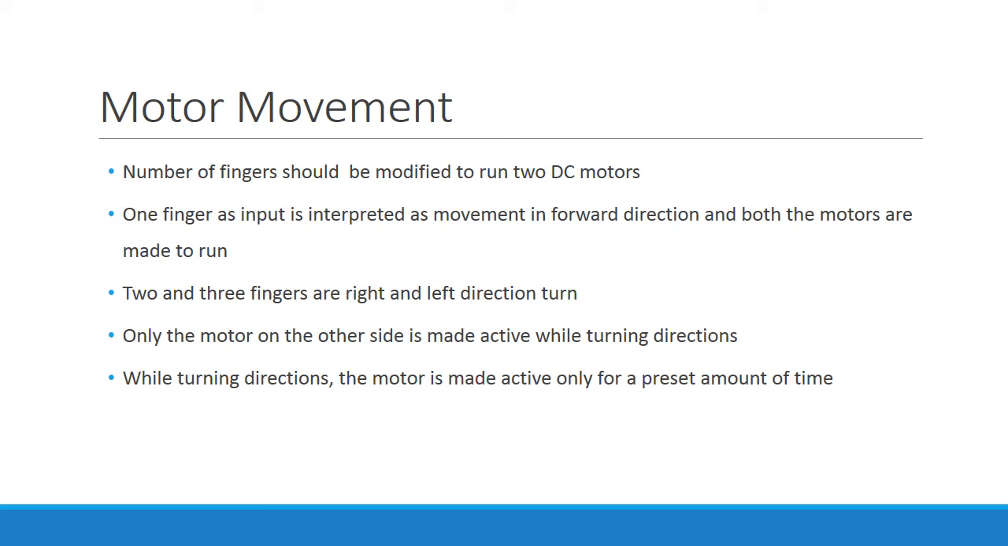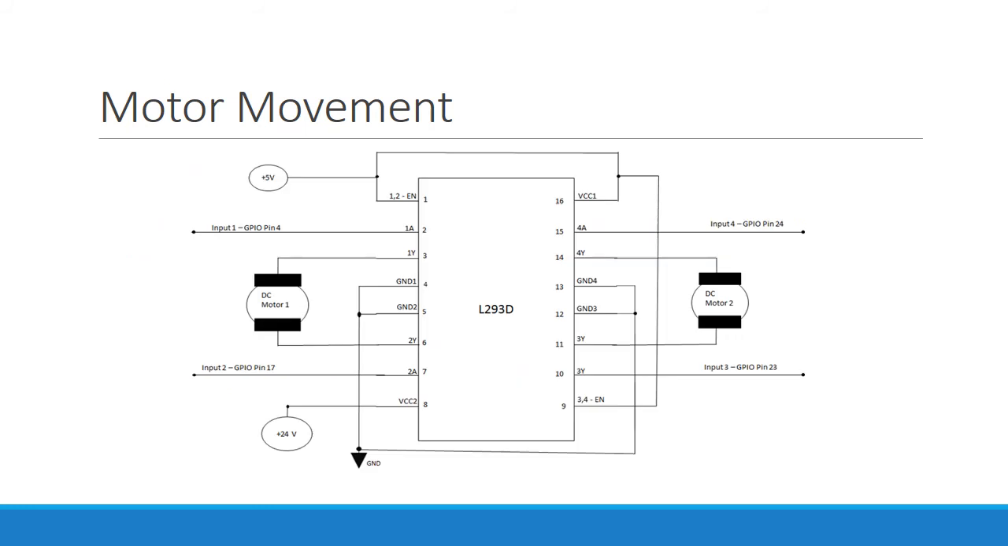The motors are controlled by using the GPIO pins of the Raspberry Pi, but the output of the GPIO pins is as low as 3.3 volts and it is not enough to control a motor. Hence, we have used the L293D IC and the circuit controlling the motor is shown here.